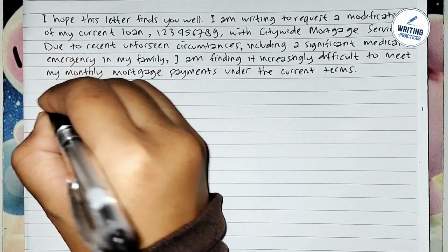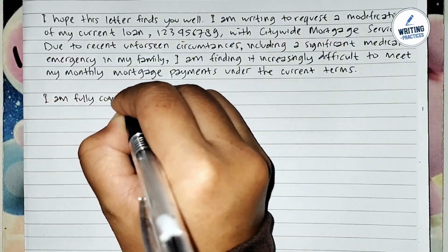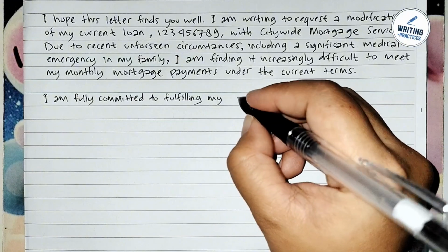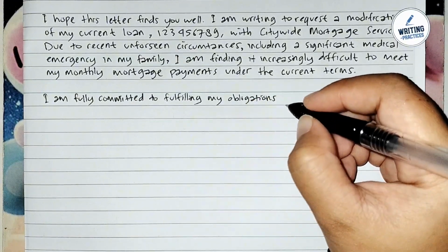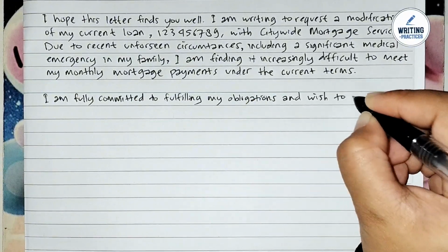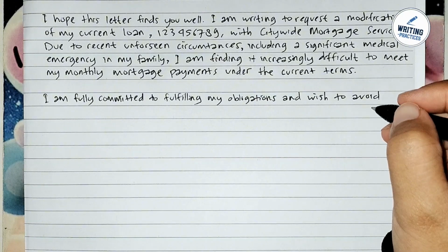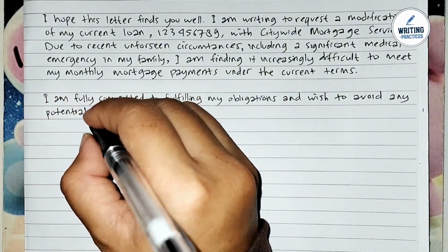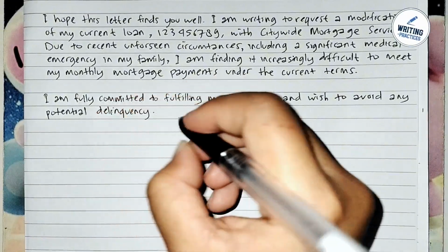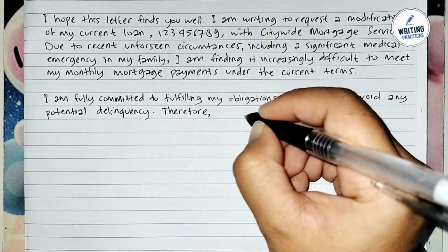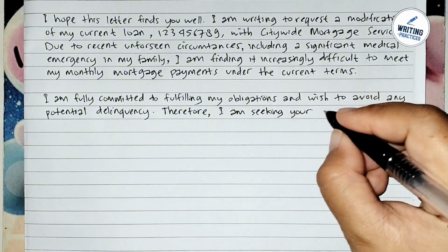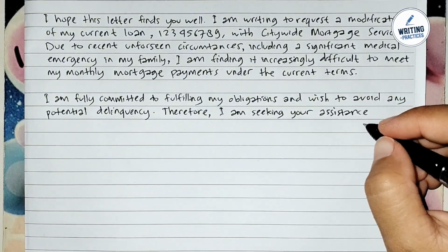In the second paragraph, this is where you write the reason for the modification request. You can firstly write about commitment to obligations. Yes, it is highly recommended that you express your commitment, as the borrower, to fulfilling your loan obligations and your intention to avoid delinquency. Make it sound promising and convincing. You can write something like, I am fully committed to fulfilling my obligations, and wish to avoid any potential delinquency.